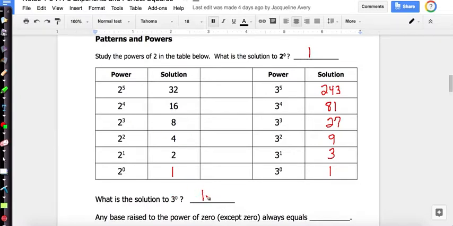So let's write the solution here. And that means that any base raised to the power of 0 except for 0 always equals 1. Because 0 to the 0 power is impossible. If you tried it on your calculator, you would get an error.